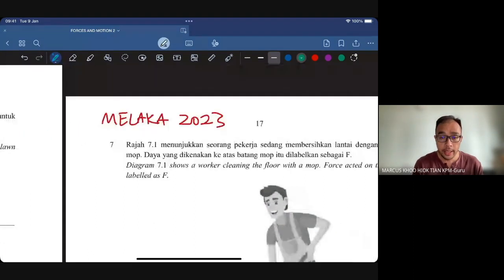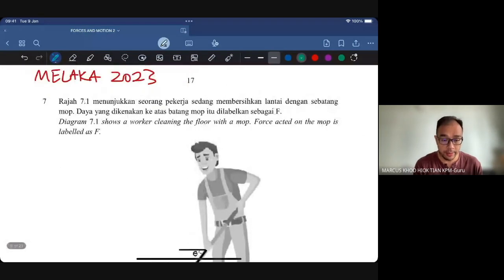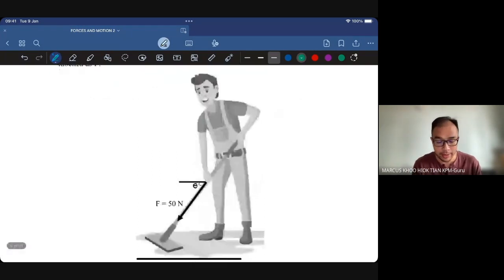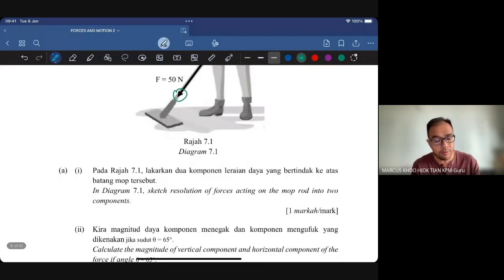All right, let's go on to the Melaka question. This is also another question, number 7. Diagram 7.1 shows a worker cleaning the floor with a mop. Force acted on the mop is labeled as F. And F is in this direction. Take note of this. So in diagram 7.1, sketch the resolution of forces. Resolution of forces means they give you one force, and then you have to split it into the two components.